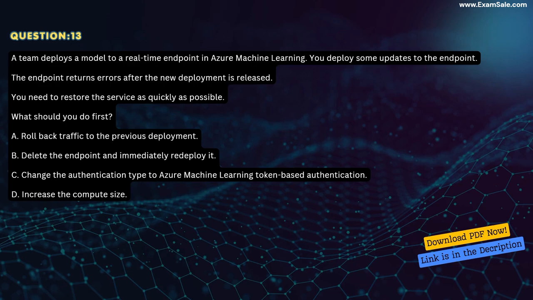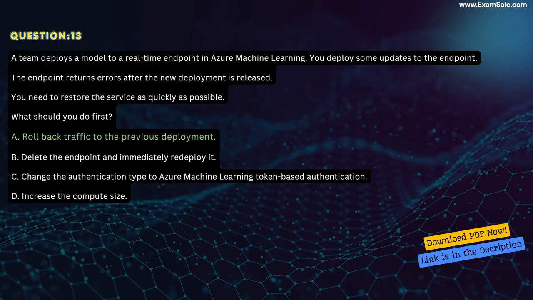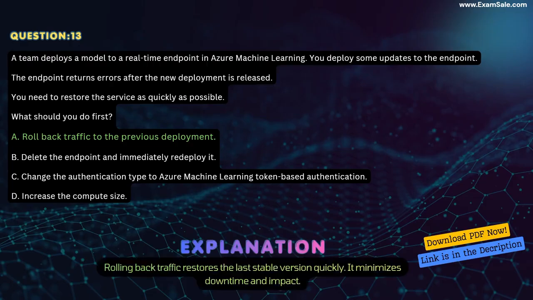A. Roll back traffic to the previous deployment. B. Delete the endpoint and immediately redeploy it. C. Change the authentication type to Azure Machine Learning token-based authentication. D. Increase the compute size. Correct answer: A. Roll back traffic to the previous deployment. Explanation: Rolling back traffic restores the last stable version quickly. It minimizes downtime and impact.